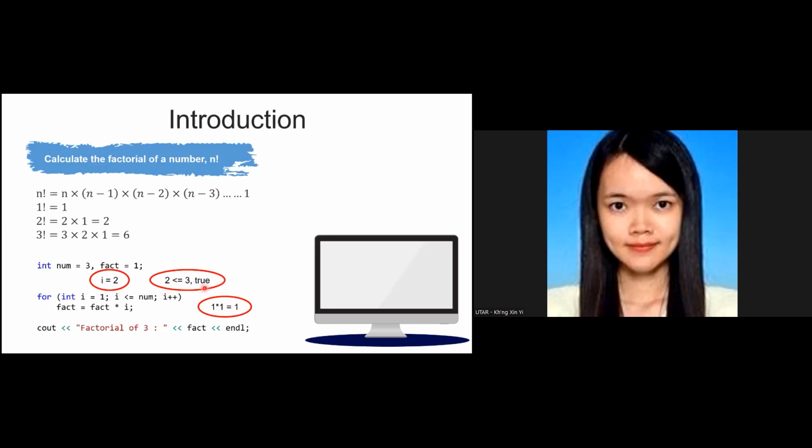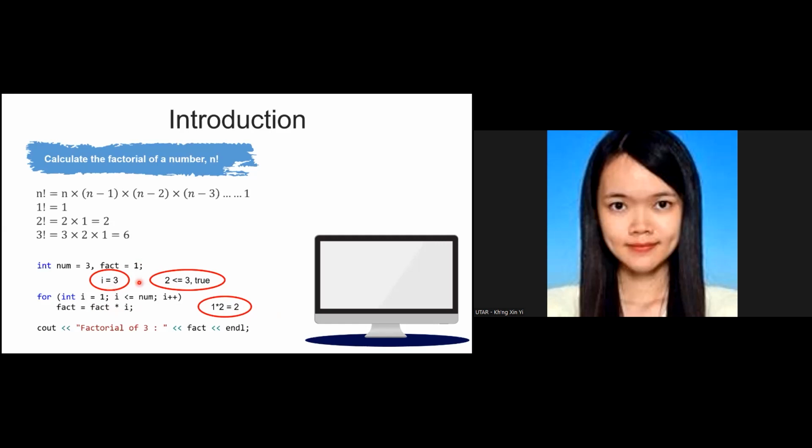Since this is true, we will enter the for loop for the second time, right? And then we will proceed to execute this statement again. What is the current fact value, which is 1? What is the current i, which is 2? And then what is the resulting value? 1 times 2 equal to 2. So right now, the fact variable is storing the value of 2. It is no longer storing the value of 1 anymore. It is updated.